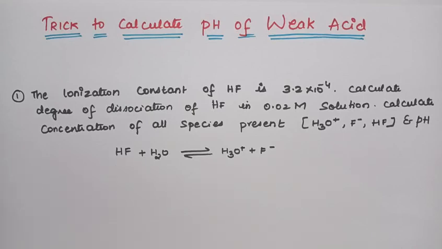Students, in this video we are going to learn a trick to calculate the pH of a weak acid. In the last class I made a video on how to calculate the pH of strong acids. I taught 4 tricks using which you can easily calculate the pH of a strong acid. For a strong acid there is a different method. For a weak acid, it's a different method to calculate the pH. So in this video let us see how to calculate the pH of a weak acid.